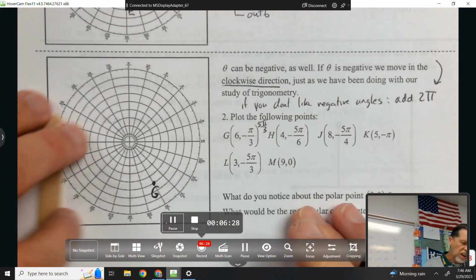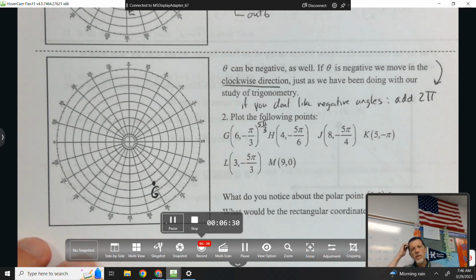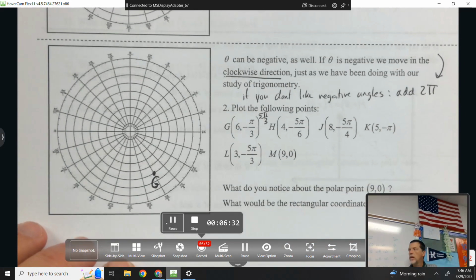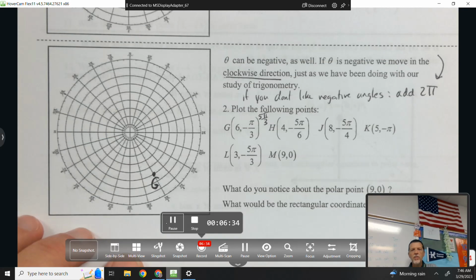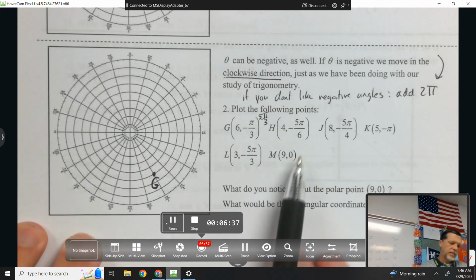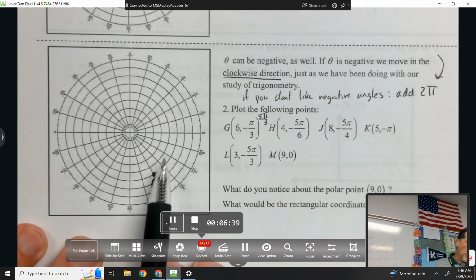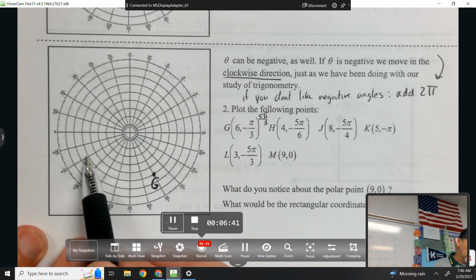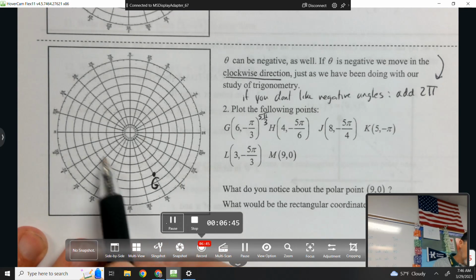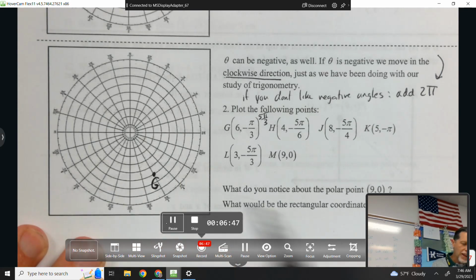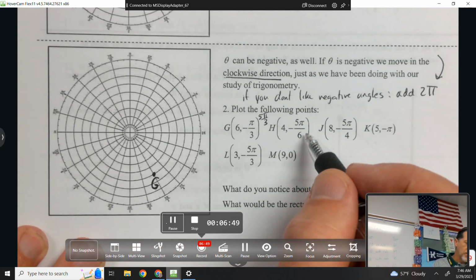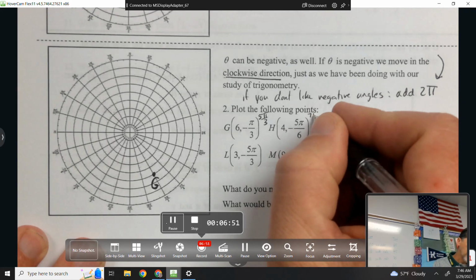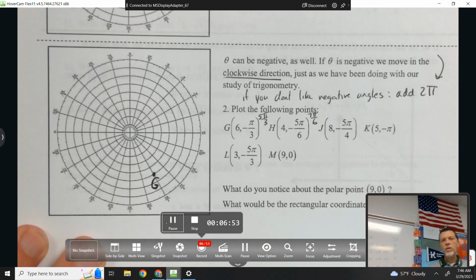Point G. Point H, go backwards 5 pi over 6. So that's almost pi around, so go almost to pi, halfway. Or if you don't like that, you add 12 over 6 and you get 7 pi over 6. So again, you can always avoid the negative angles if you like.